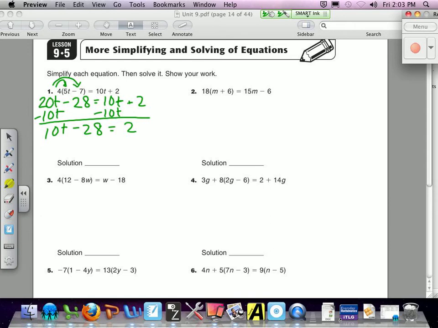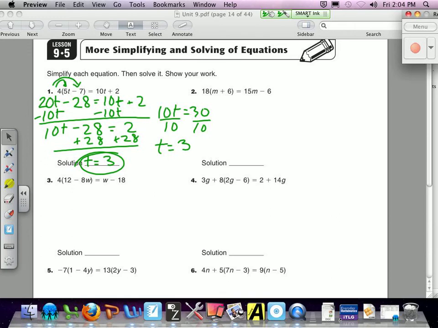Now I just have a 2-step equation. I'm going to undo the subtracting of 28 by adding 28 to both sides. And I've got 10t equals 30. So then I'm going to divide by 10 on each side to find that my solution is t equals 3. So t equals 3 is my final solution.